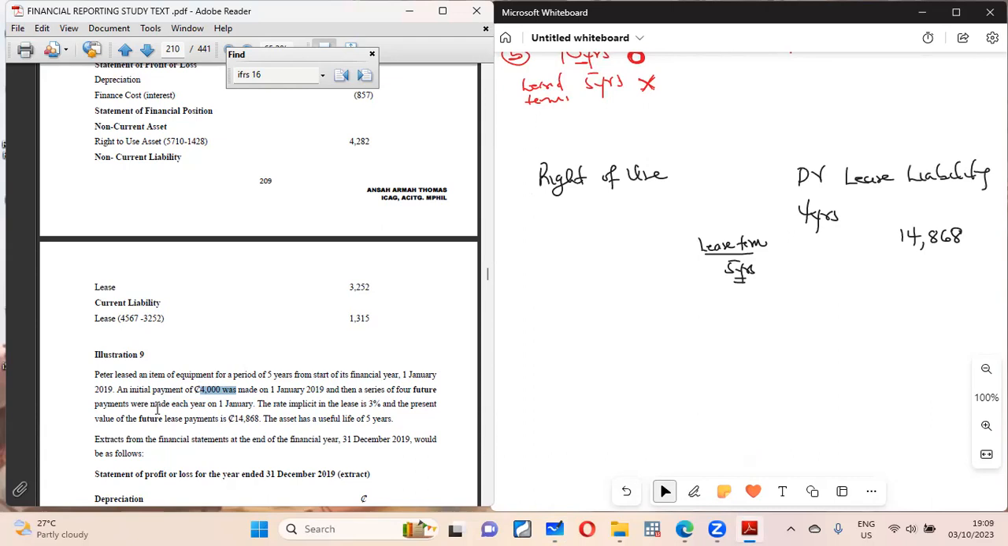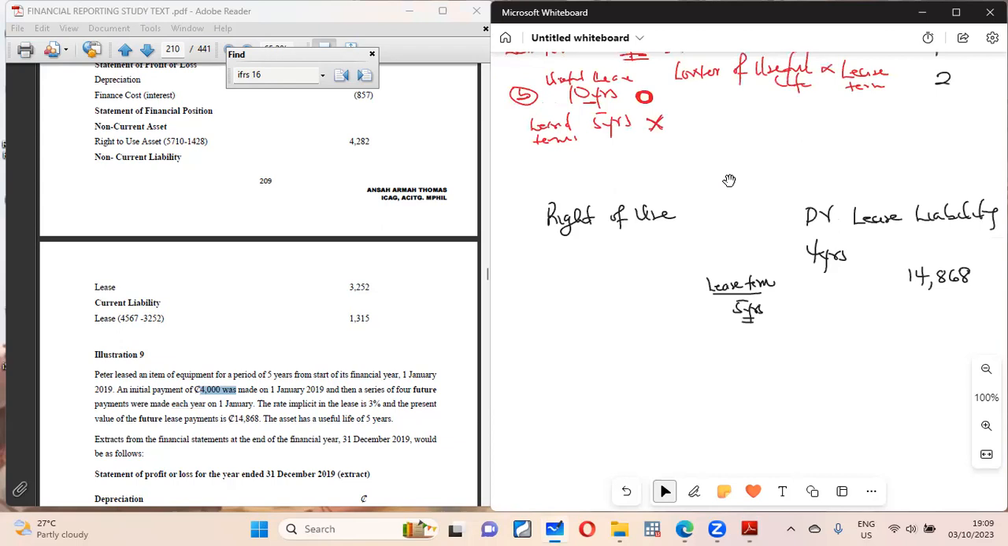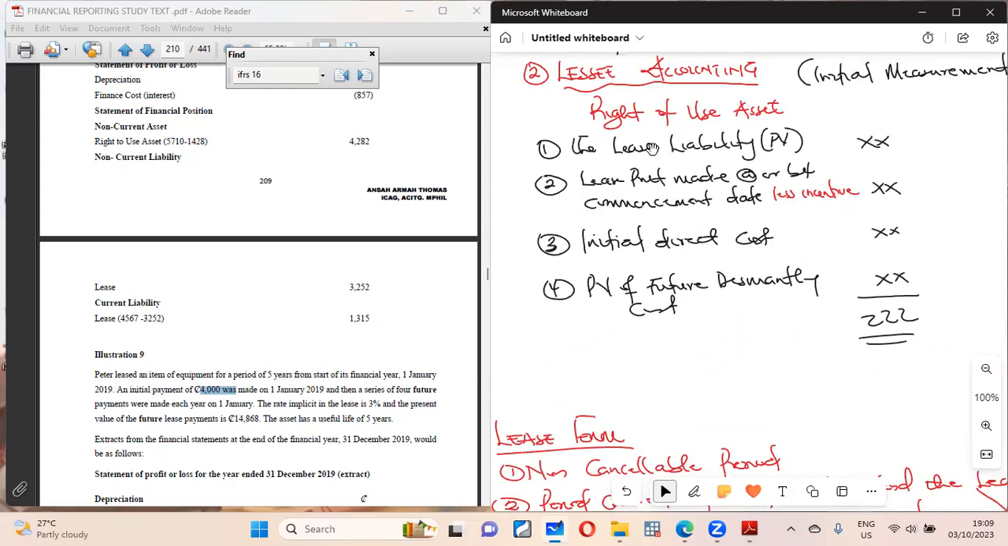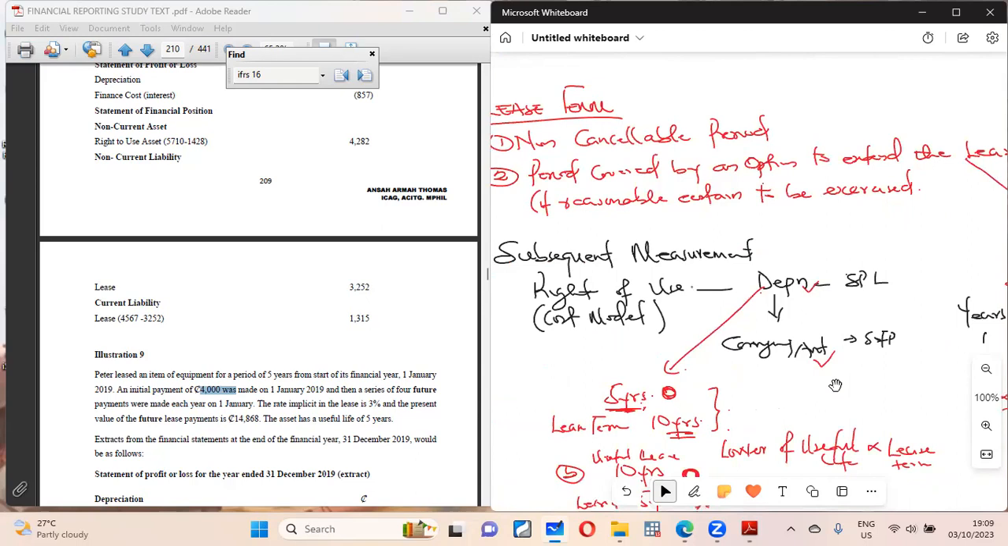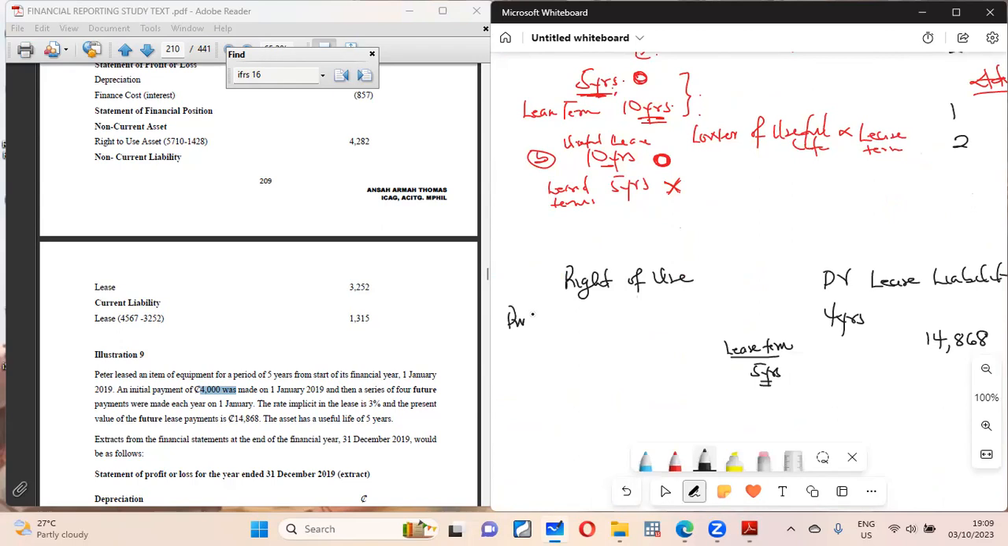So you see what I gave you here. When you are doing this part, the lease liability will come, which is 14,000. Then lease payment made at or before commencement. How much was made at or before commencement? 4,000. Do you see that? Yes, sir. So payment is 4,000. Then the lease liability that you have done is 14,868. So together, the value of the asset is 18,868. If there were any direct cost, you add. If there is any future dismantling cost, you add. So this is the value of the asset.